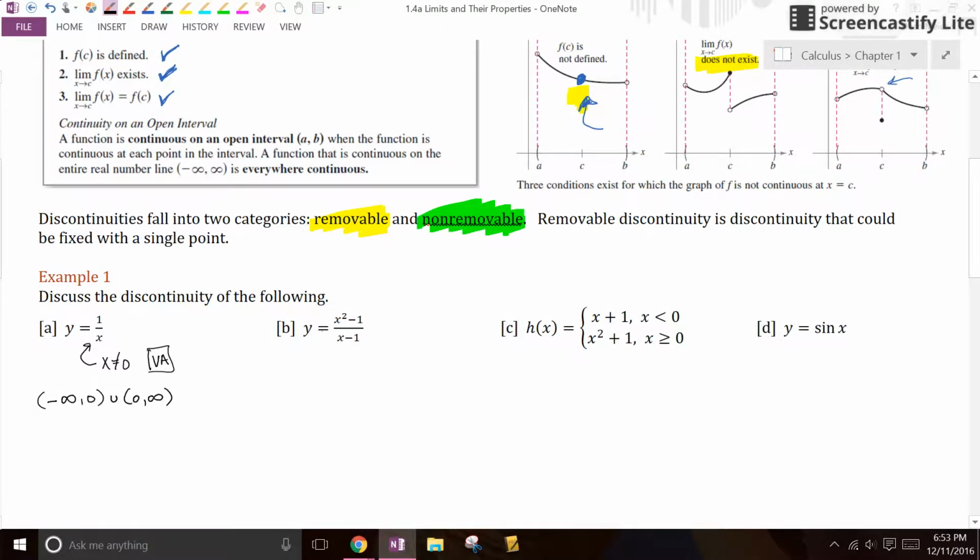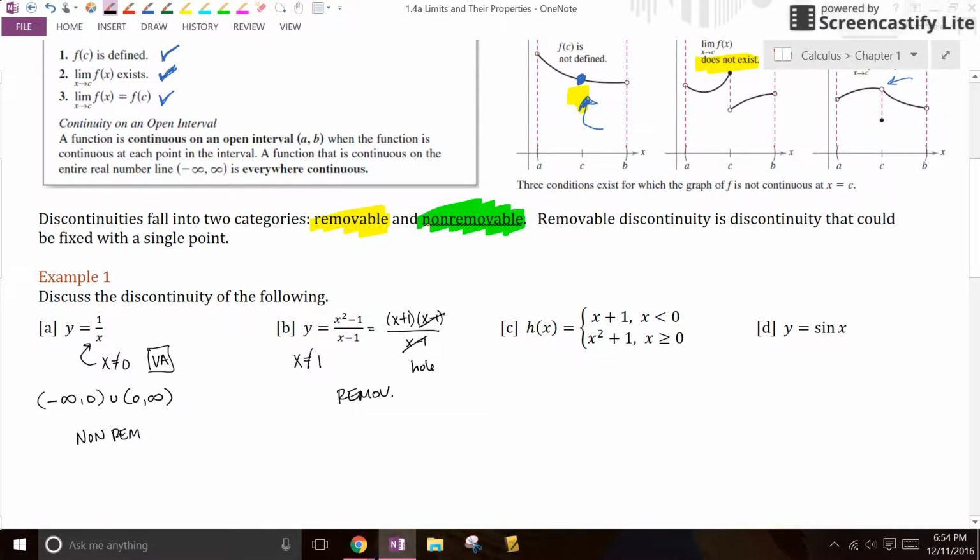All right, what about this guy right here? Again, I have trouble at x equals 1. X cannot equal 1. But I know that this factors. This is x plus 1 times x minus 1 over x minus 1. And good news, those factors can cancel, creating what we call a hole. Now, what does that mean? That means it has a removable discontinuity. By the way, the last one was non-removable, and now on this one, I have removable.